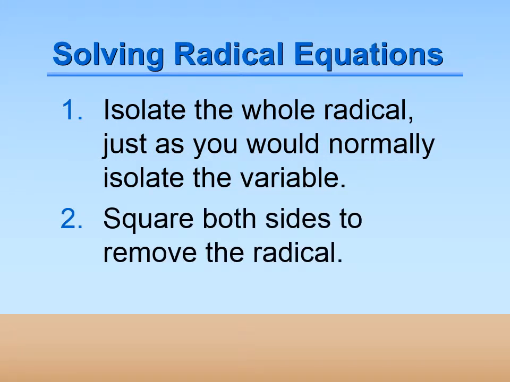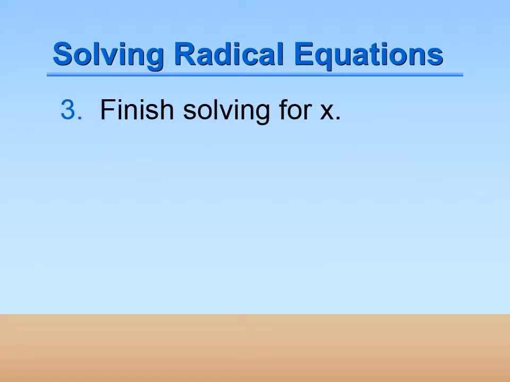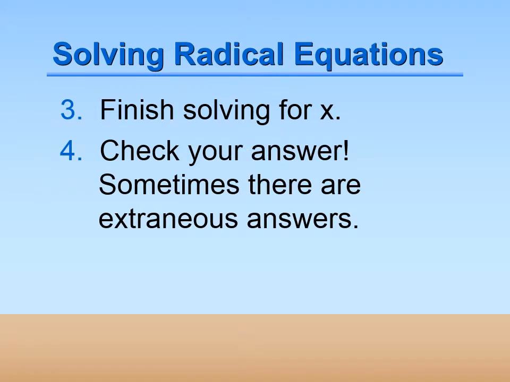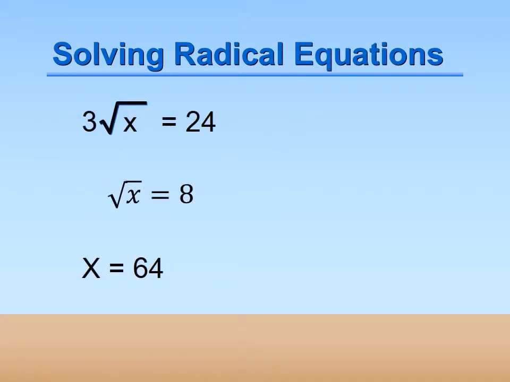Step 2, once you have the radical that has the variable in it, once that is isolated and all by itself, you're going to square both sides to remove the radical. And then sometimes you have to finish solving for x, because inside the radical, you might not just have x, but you might have an equation inside the radical. And then the last step is check your answers, because sometimes you can get extraneous answers. So let's look at a problem.